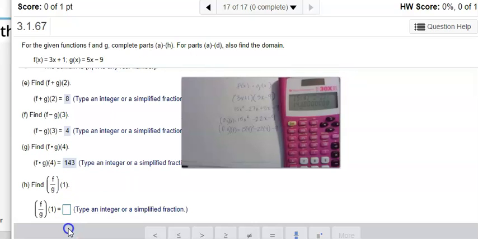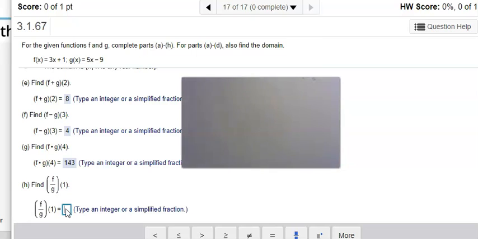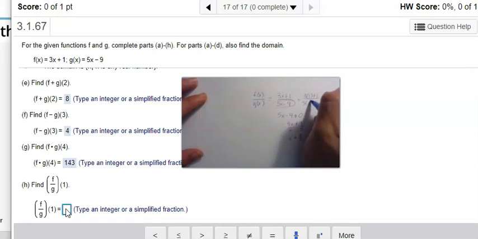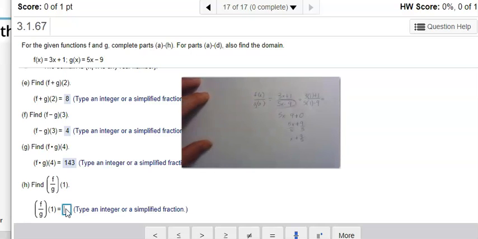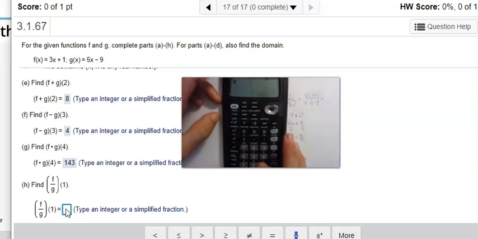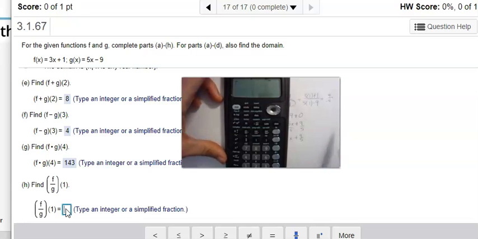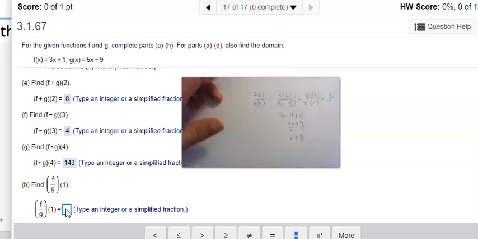Alrighty, and then f over g of 1, that's going to be our 3x plus 1 over 5x minus 9. So if I replace x with a 1, I get 3 times 1 plus 1 and 5 times 1 minus 9. I'd like to do the numerator mentally. So that's just a 4, and the denominator is a negative 4, and 4 divided by negative 4 would be negative 1.